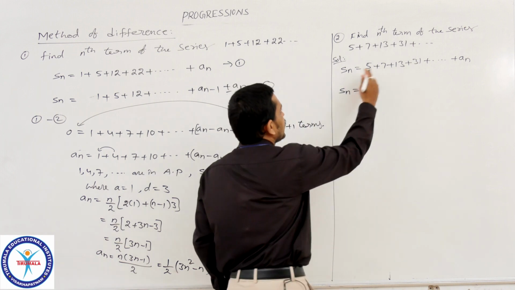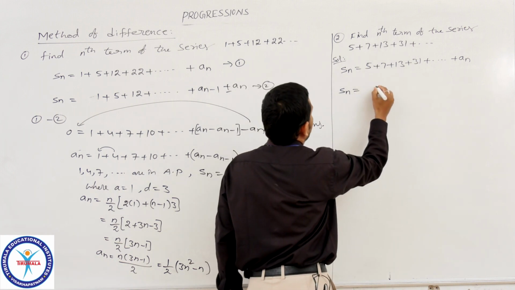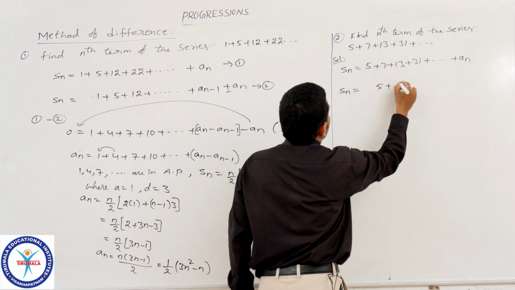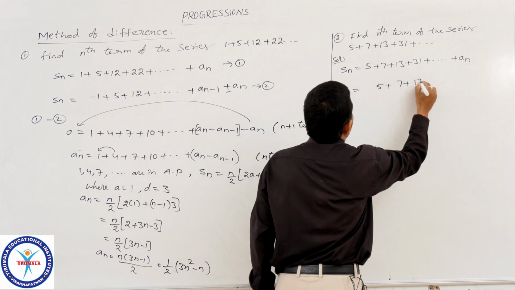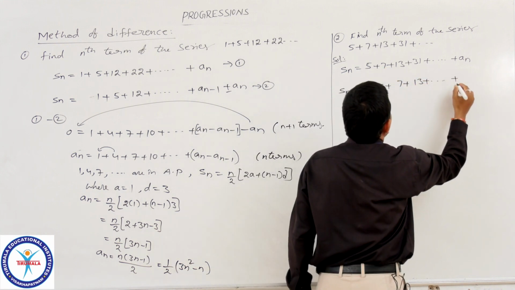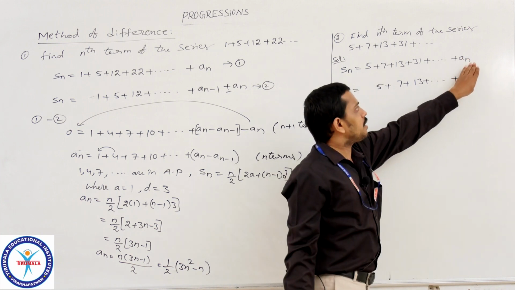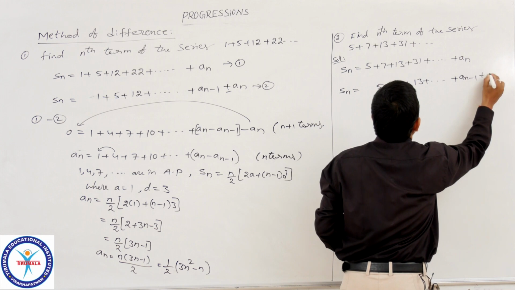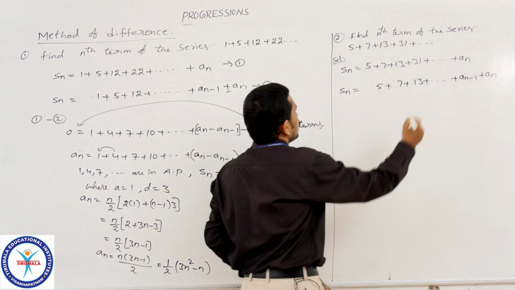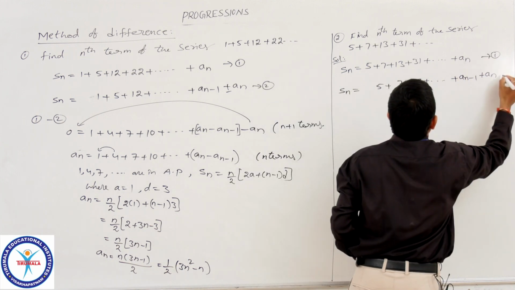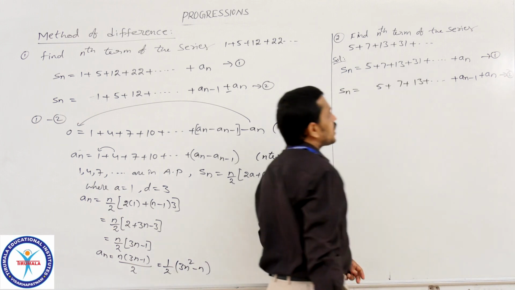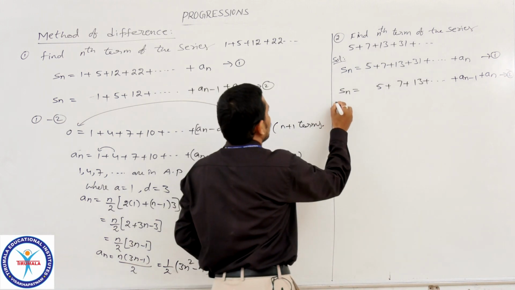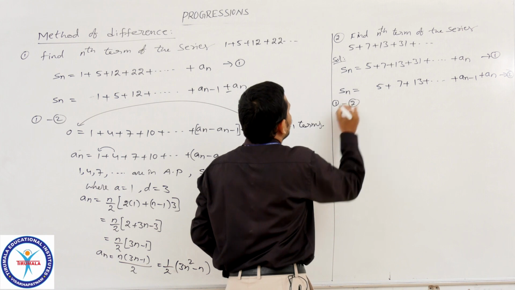So, we move the series one step right. Then 5 plus 7 plus 13 plus and so on plus, what is the n minus 1th term? An minus 1, plus An. So, this is equation 1 and this is equation 2. Now, subtract 2 from 1, that means 1 minus 2.